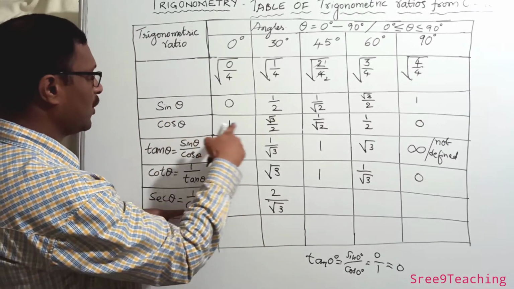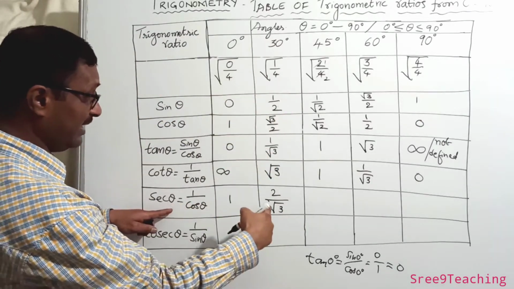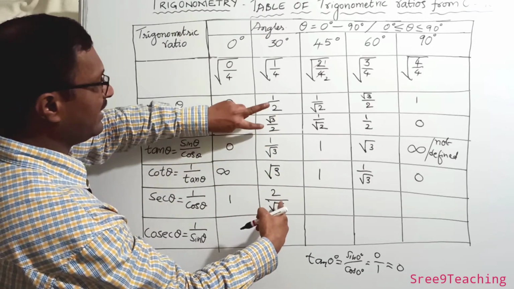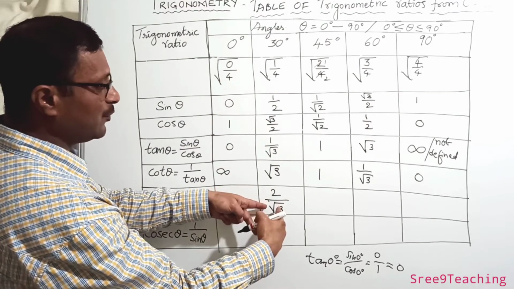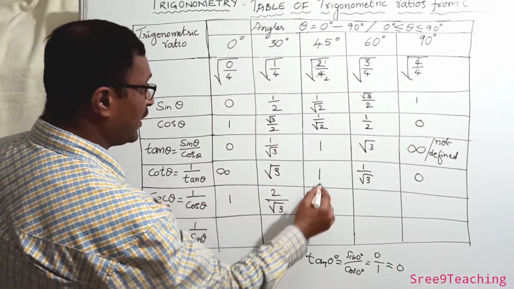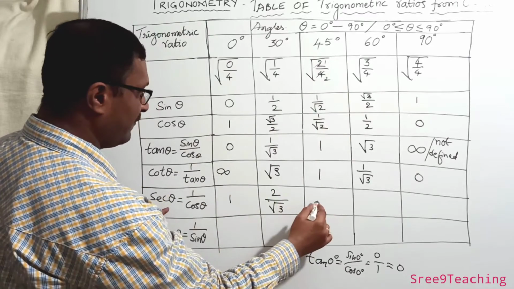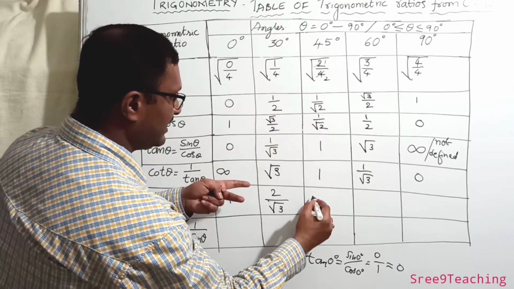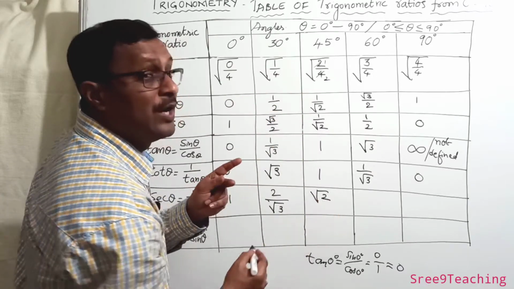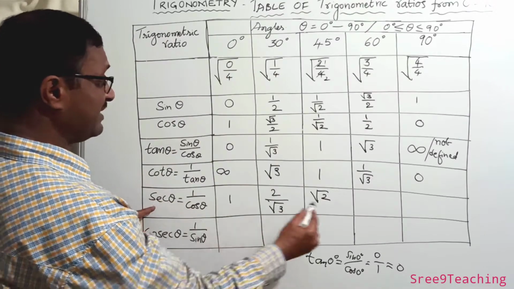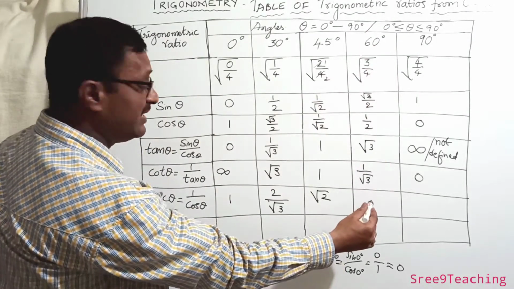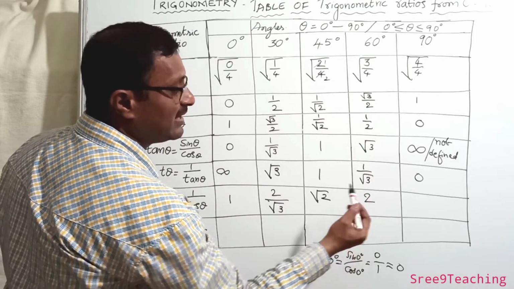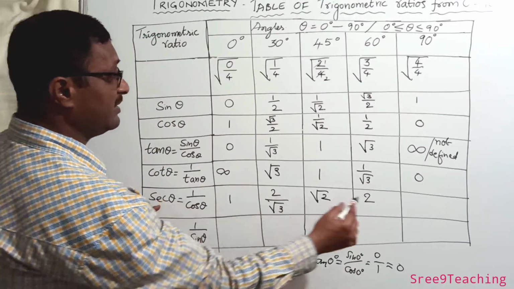If you want sec 30, take cos 30 and make it a reciprocal. That is, root 3 by 2 becomes 2 by root 3. And if you want secant 45, you take cos 45. Cos 45 is 1 by root 2, you reverse it. It is root 2 by 1, nothing but root 2. Now secant 60 degrees. If you want secant 60, take cos 60. Cos 60 is what? 1 by 2. Reciprocal is 2 by 1, nothing but 2.